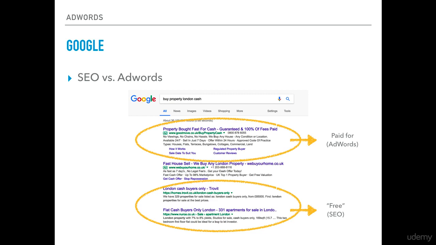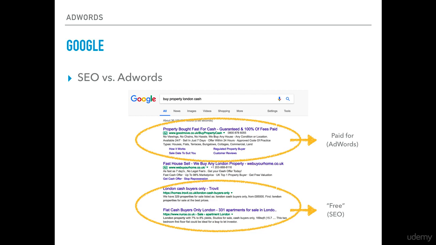So it stands for advertising words, nothing too fancy there. And then below that we have London cash buyers only on Trovit. We have flat cash buyers only, 331 apartments for sale in London, etc., etc. These are the free or organic results on Google. Nobody has paid for these results. They're not an advert. They're just Google serving what Google thinks is the best content for this particular search query. What we're going to be focusing on in this particular video is the paid for AdWords.